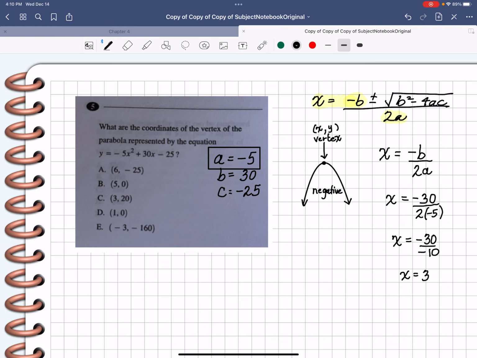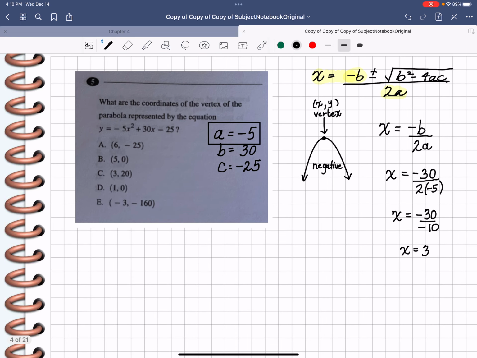Now you can look at your choices for answers and know which answer it's going to be. It's going to be C. But if you needed to find the y, I'll show you how. Let's suppose that all of these answer choices had an x value of 3. Then you would have to do the formula to find your y. And to do that, you're going to go back to your original quadratic equation.